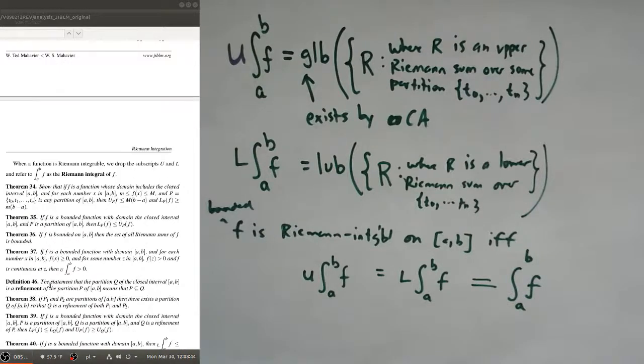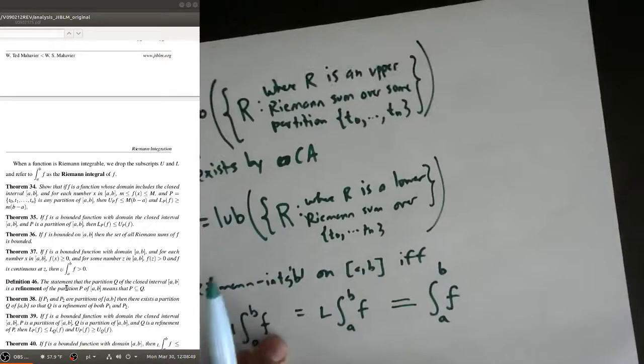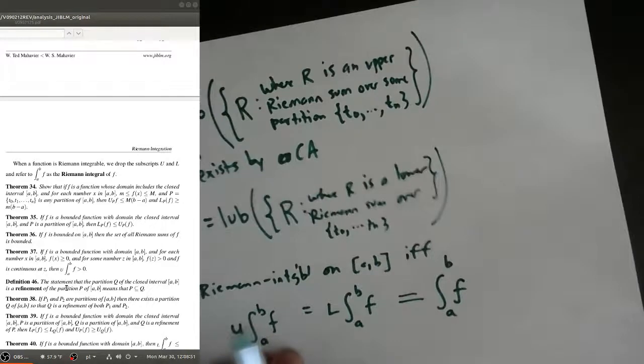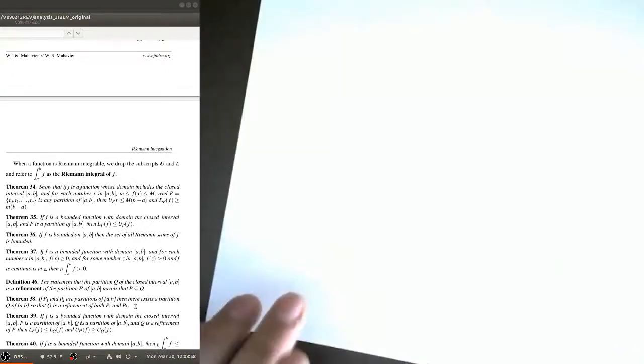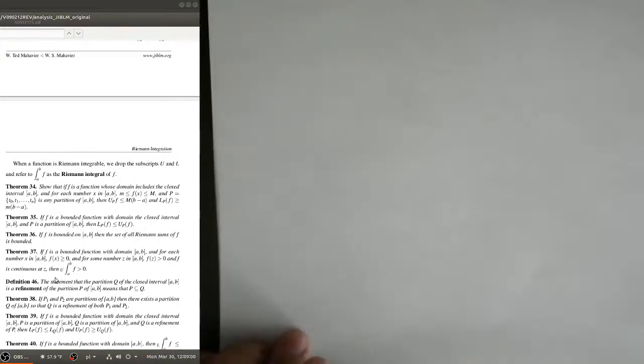So let's move on. Definition 46 is the notion of a refinement. Now, refinement works maybe the way you would think it does. So it says one partition is a refinement of another. Is that going the right way? A refinement of the partition means it's a subset.